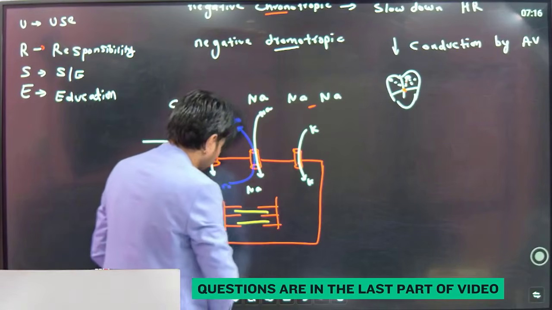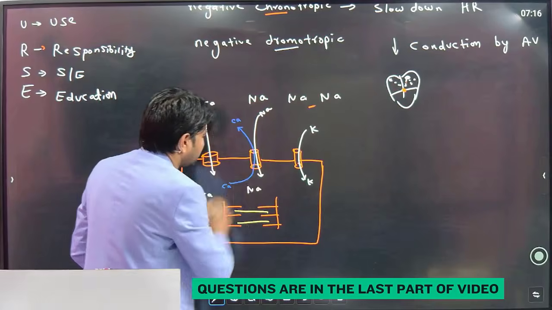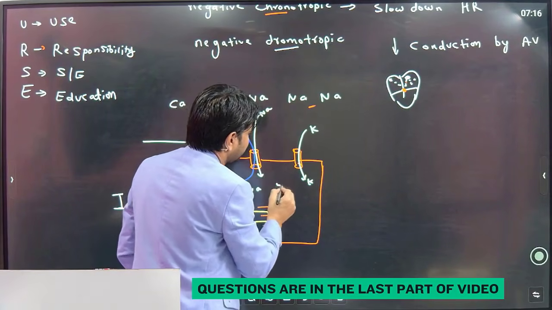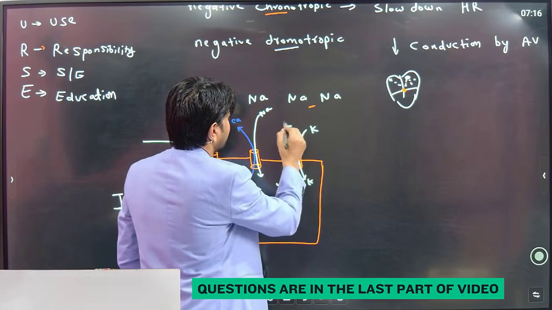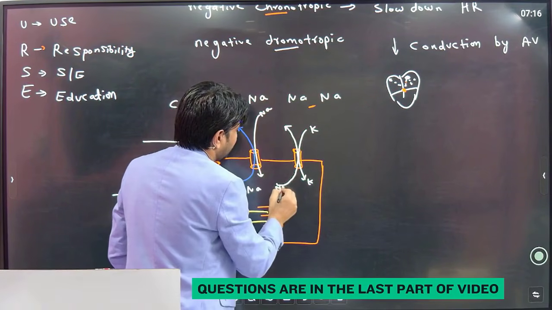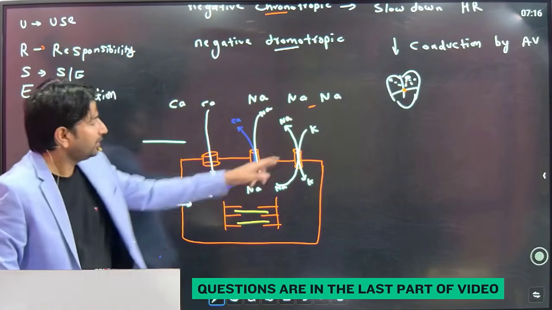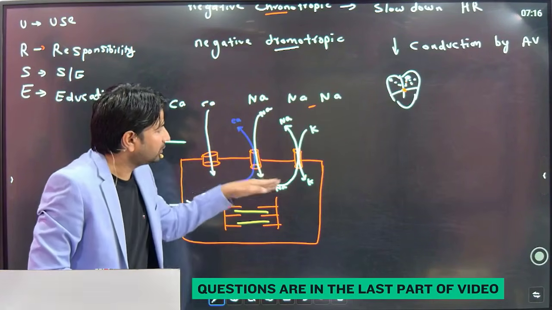Similarly, we have this channel. Sodium will come in through this channel, but go out through this one, meaning sodium will go out. So this sodium will go out from here. But here too, this only happens when calcium comes in, then sodium goes out.